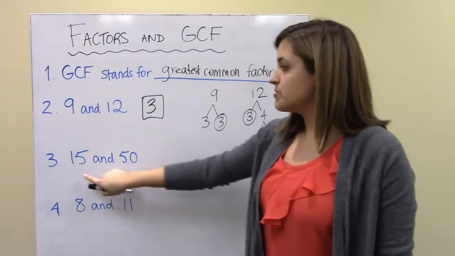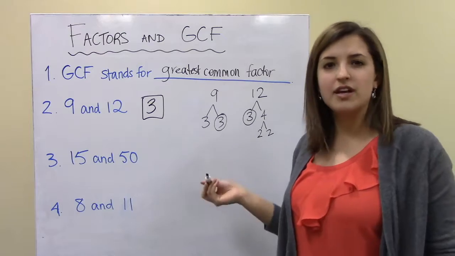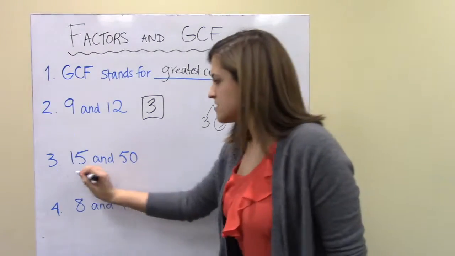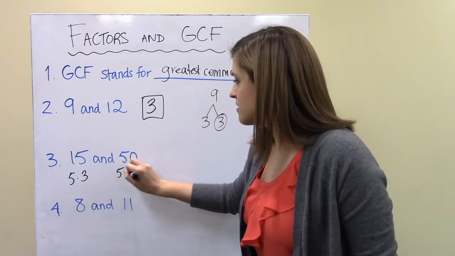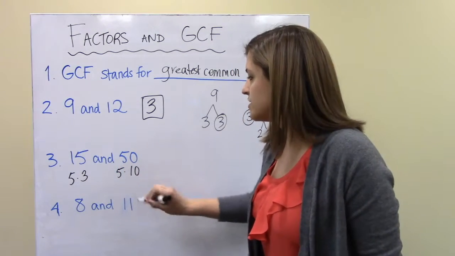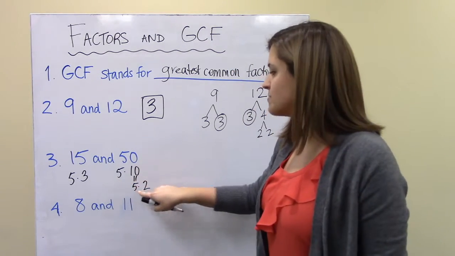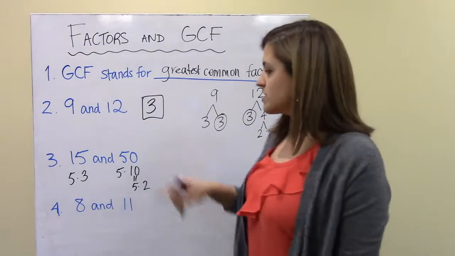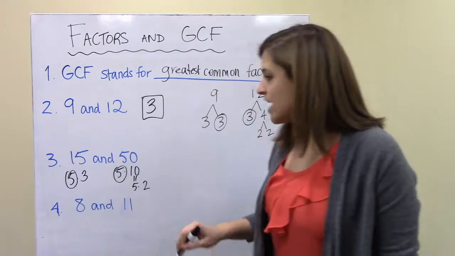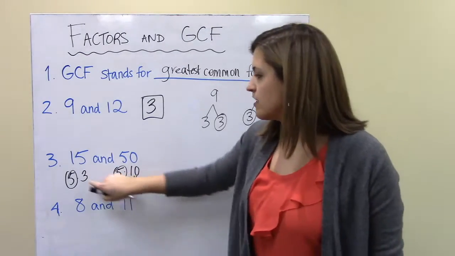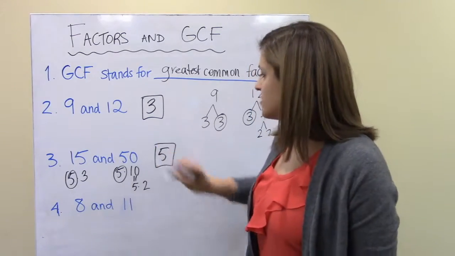The greatest common factor between 15 and 50, well, maybe we don't have to use factor trees. Maybe we can just list it out. 15 is 5 times 3. And 50 is 5 times 10, and we know 10 is going to be 5 times 2. So this is 5 times 5 times 2. So the greatest common factor here is going to be 5, because I can't match any other thing with anything in the other number. So my greatest common factor here is 5.